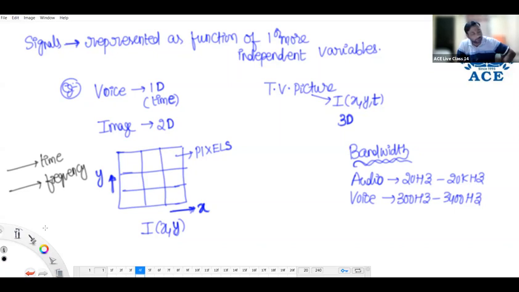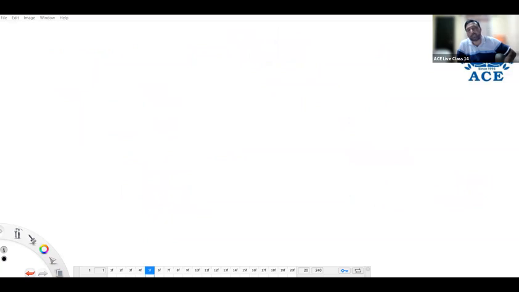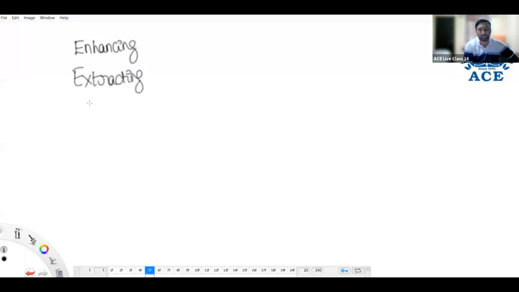Okay, moving to next slide. Why we are learning signals in the systems subject: before transmitting and receiving any signal, some changes have to be made, sir. What are the changes we are making? First step is enhancing, second step is extracting, third step storing, last step filtering. Before transmitting and receiving any signal, we are making some modifications.